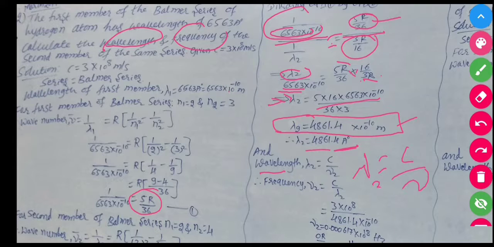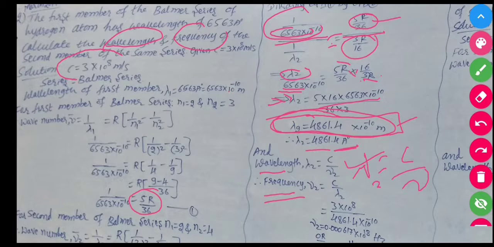4861.4 into 10 raised to minus 10 meter. Then this is converted into angstrom, since 1 angstrom is equal to 10 raised to minus 10 meter. So lambda 2 is 4861.4 angstrom. Not only has he asked about the wavelength, but he has also asked for the frequency.